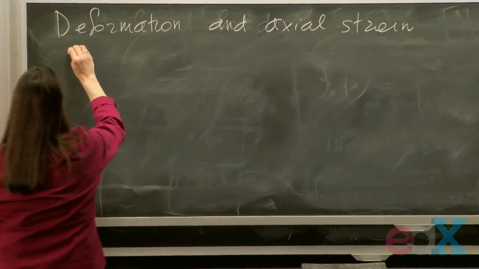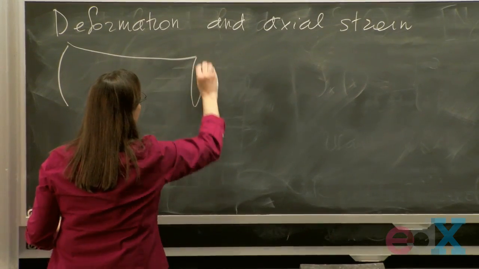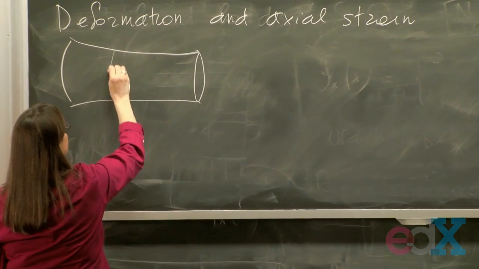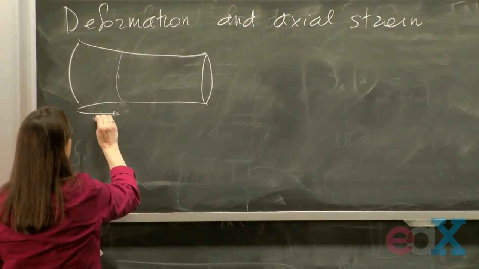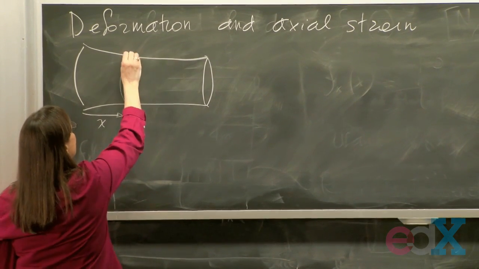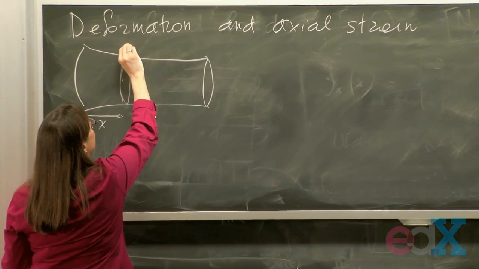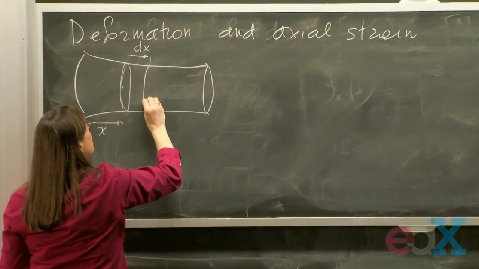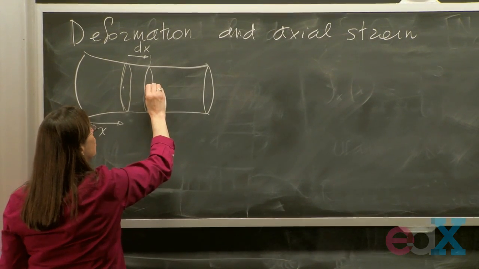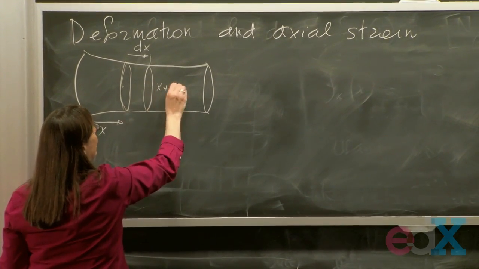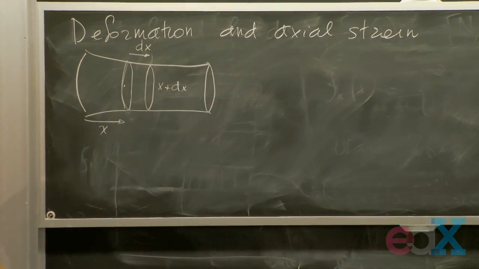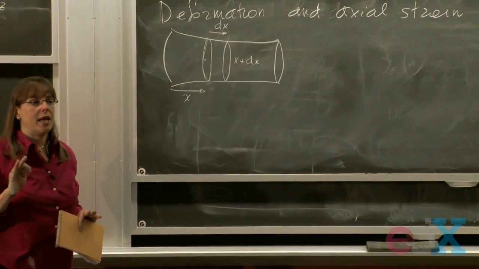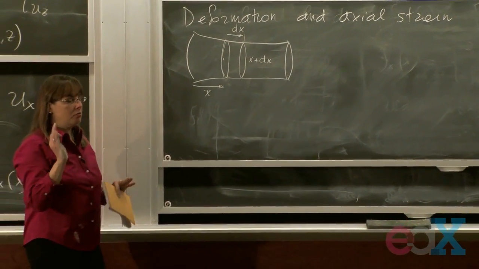So life is much easier now, because if this is the shape that my bar had in the beginning, and let's say that this is a section that happens to be at x. So this is my x section. And then I go a little further along by a distance dx, and I look at another section here. So this section here is at x plus dx, right? So that's what the bar looks like in the beginning, when it is totally undeformed, before I apply any load to it.